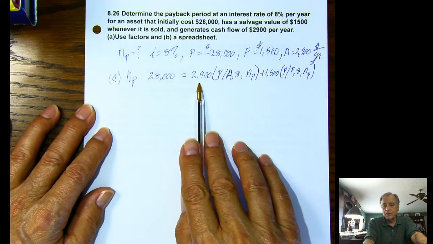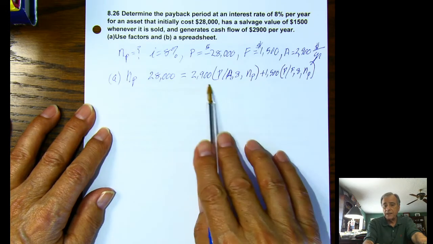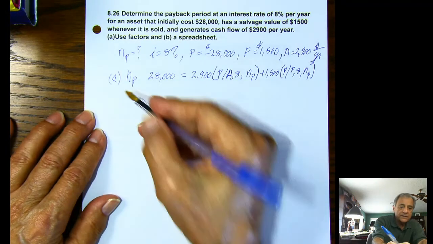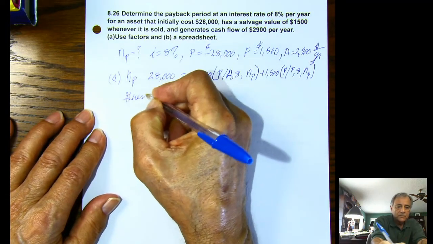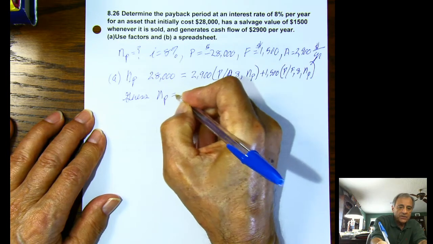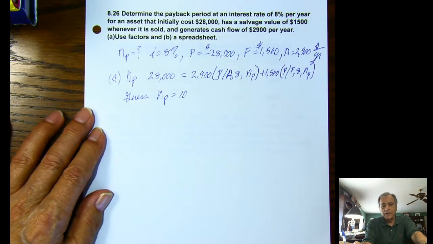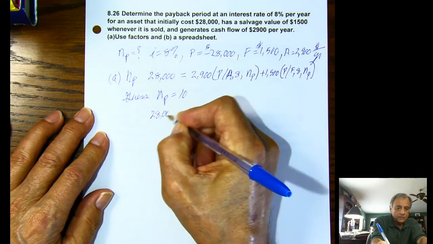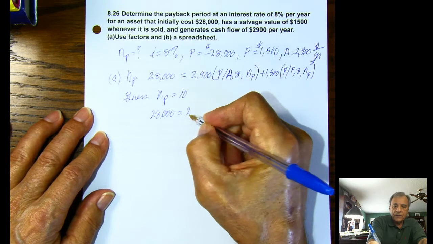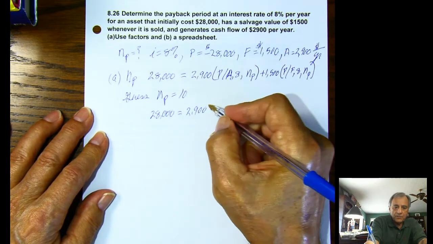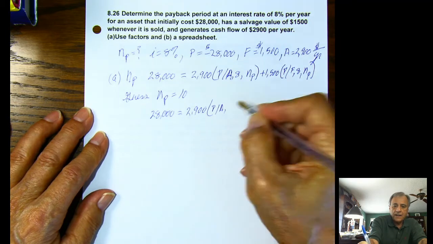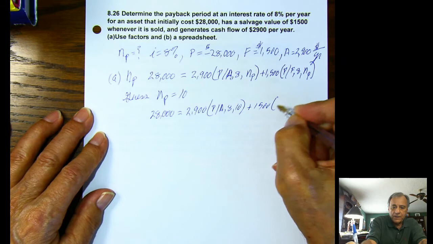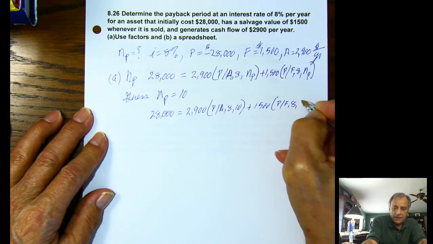This would be less than 2,900, and quite a bit less. But I'm just going to go ahead and guess NP equals 10. Okay, let's see what happens then. We'll have 2,800 equals 2,900 (P given A, 8% for 10 years) plus 1,500 (P given F, 8% and 10).